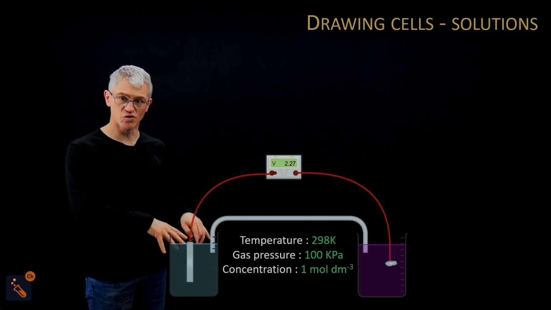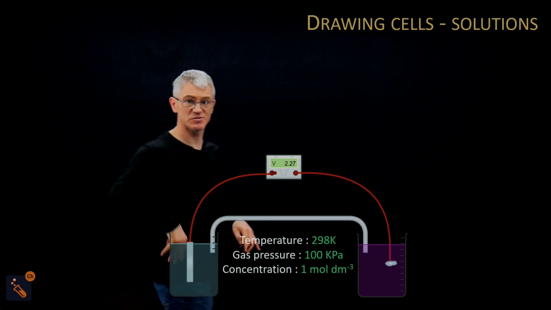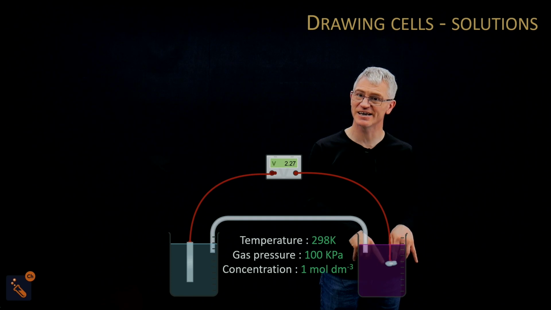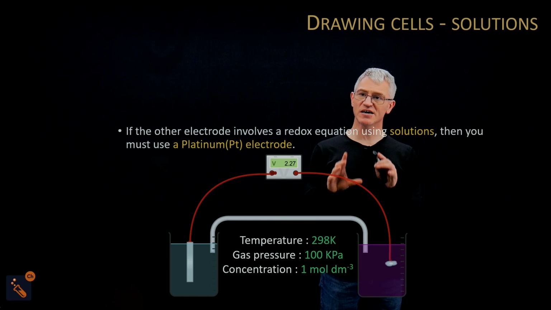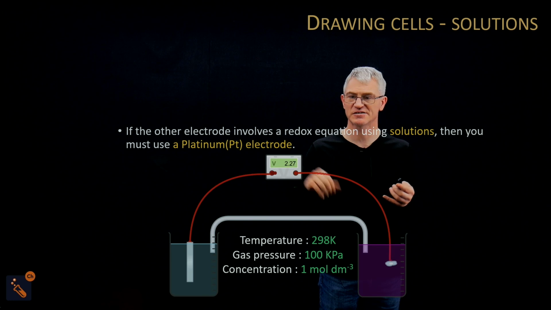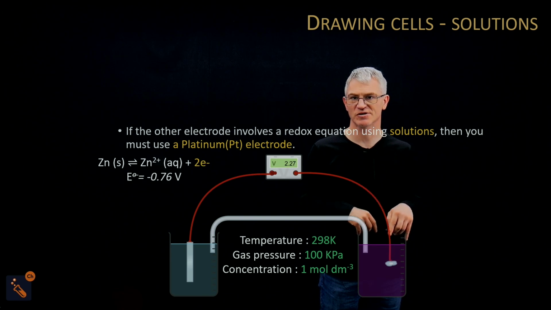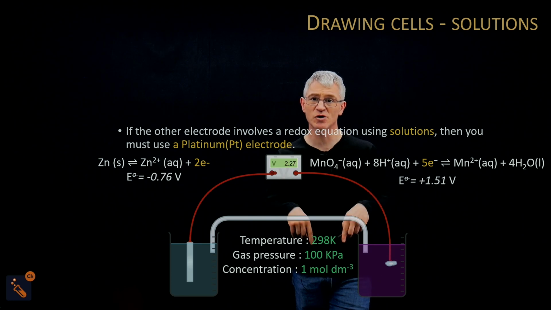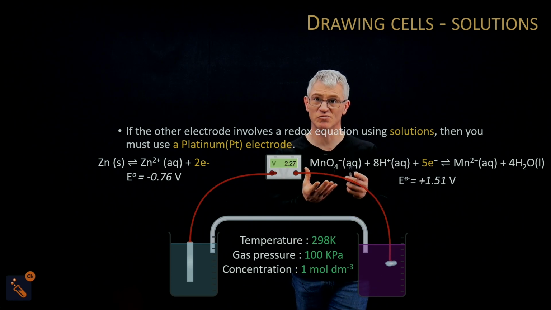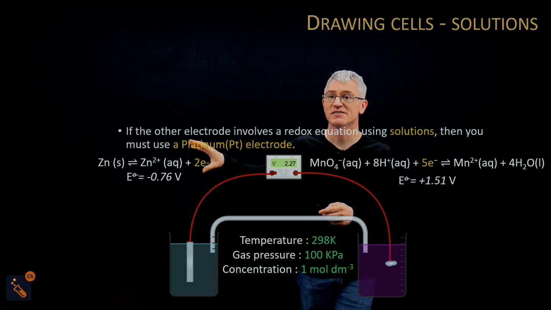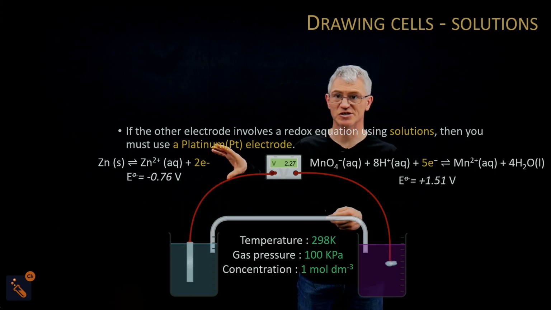So we've got one normal one on the left-hand side, which is just a piece of metal in a solution, and then another one which doesn't. It has just a platinum electrode there. If the other electrode involves a redox equation with just solutions, then you must use a platinum electrode. So there's my platinum electrode. Now this is this one here. And remember, it's 1 mole per decimeter cubed, and that means the zinc 2 plus must be 1 mole per decimeter cubed.